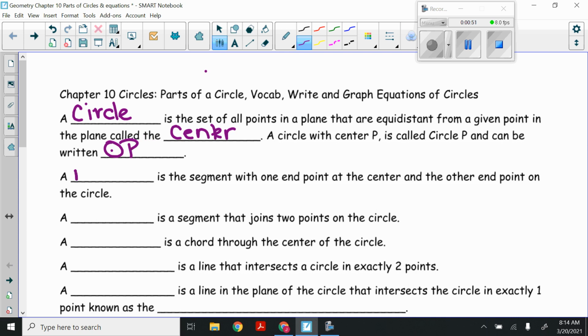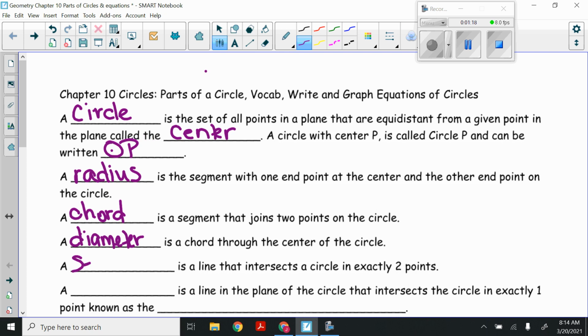A radius is the segment with one endpoint at the center and the other endpoint on the circle. A chord is a segment that joins 2 points on the circle. Then we have a special chord, which is the diameter. So a diameter is a special chord that goes through the center of the circle.